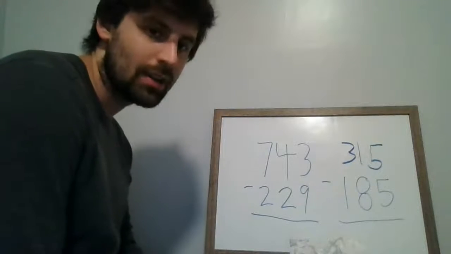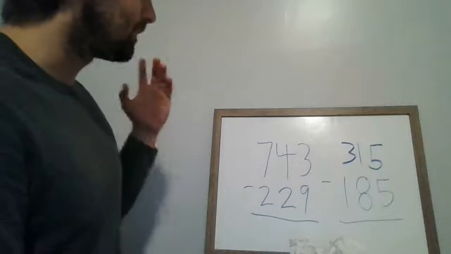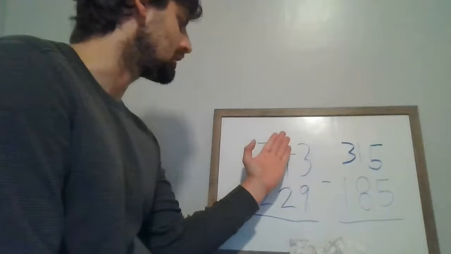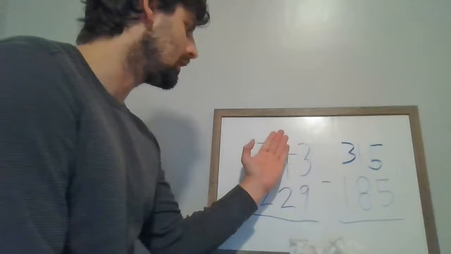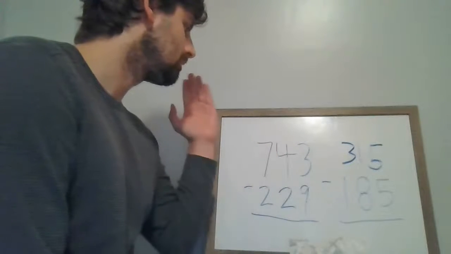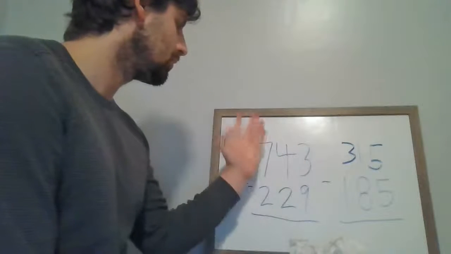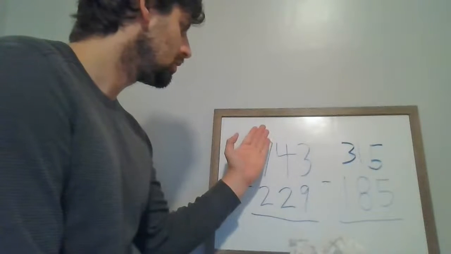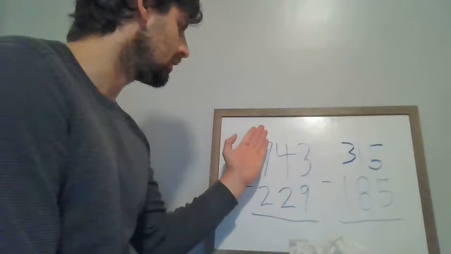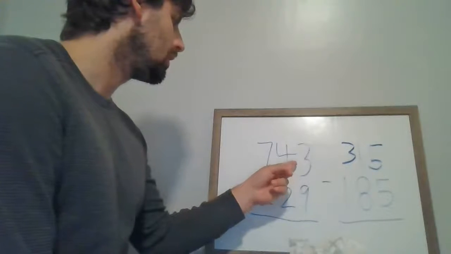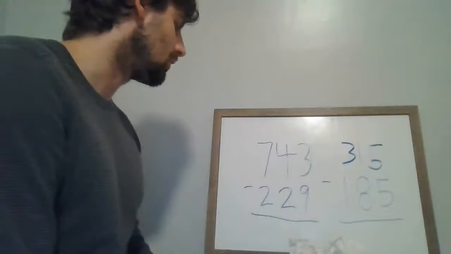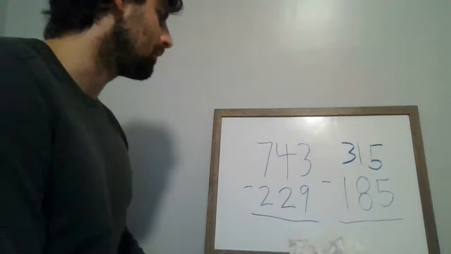743 minus 229. Looking at the ones place, 3 is the top number, 9 is the bottom number. 9 is bigger than 3. You cannot have 3 and then take 9 away. So we will need to regroup. In the tens place, 4 is the top number, 2 is the bottom number, 4 is bigger. So in the tens place we're not going to need to regroup, but we will need to regroup in the ones place. So there will be some regrouping for the first problem.